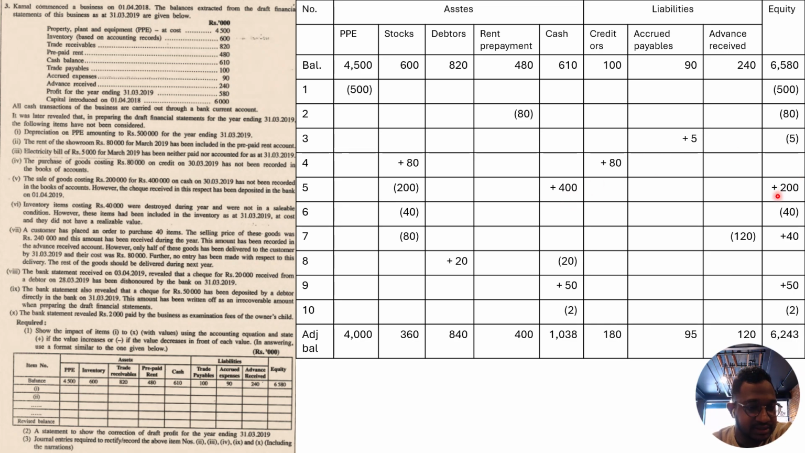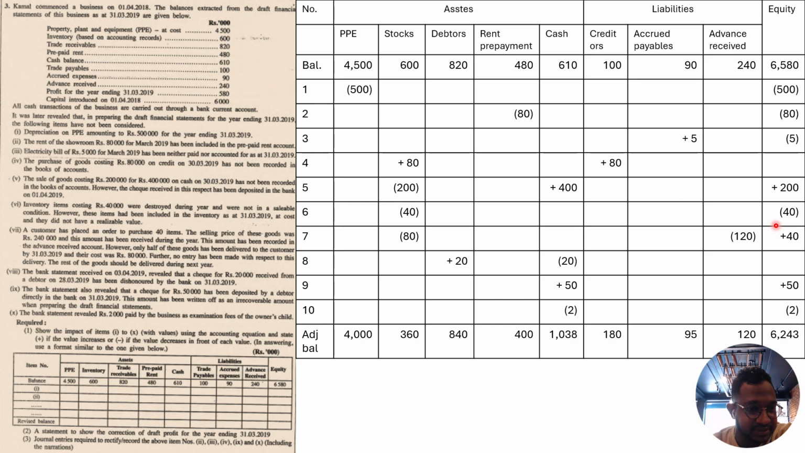And the next one, inventory items costing 40,000 were destroyed during the year and were not in saleable condition. However, these items had been included in inventory at cost, and they did not have a residual value. So these are the stock damages. So stock damages you should deduct from the stocks, and you should consider this stock damage as your expense. So your equity should decrease as well.